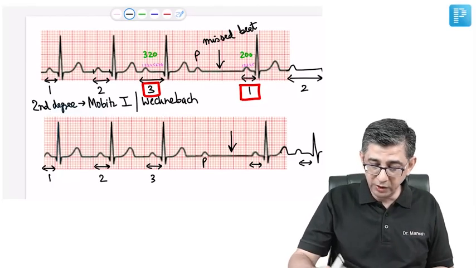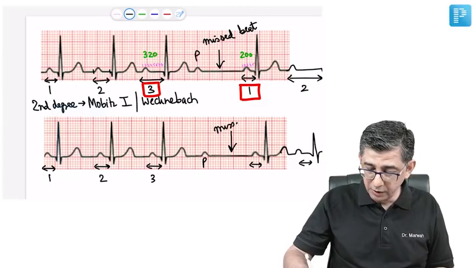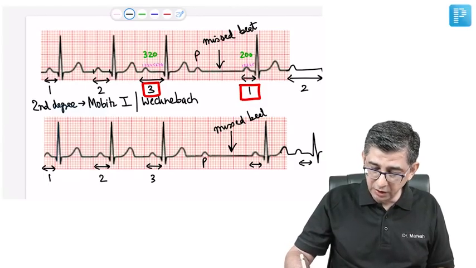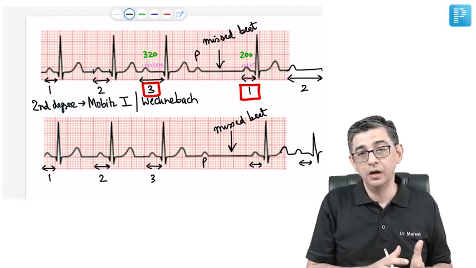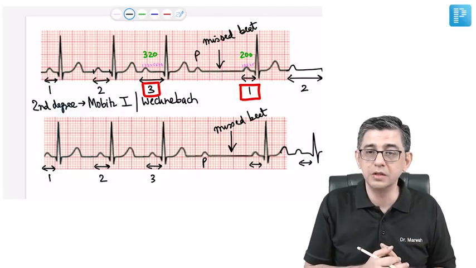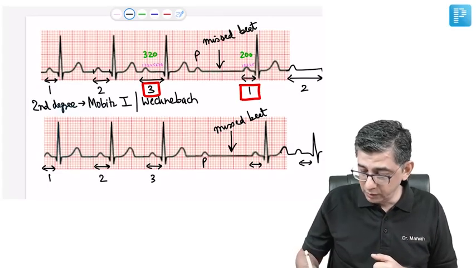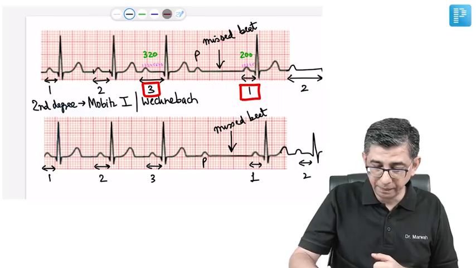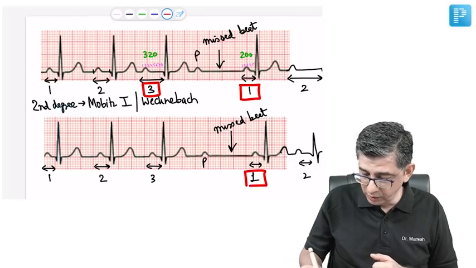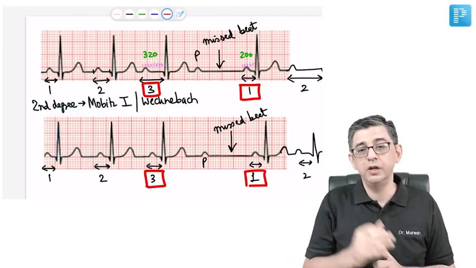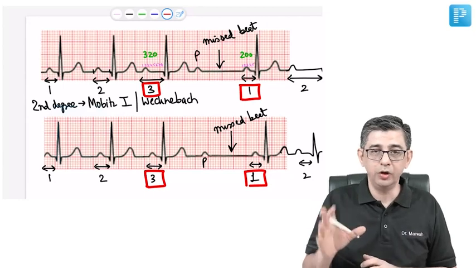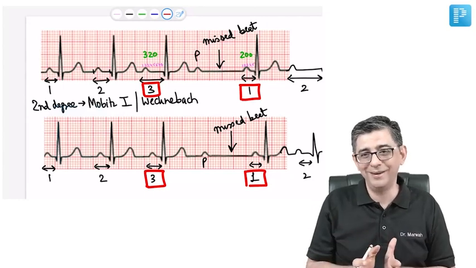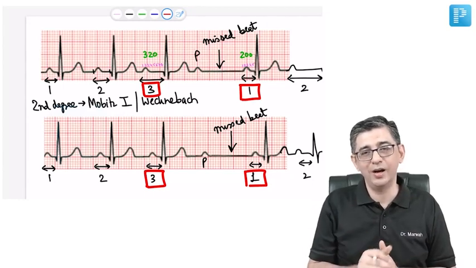What you need to do is once again identify the missed beat. The person might again say, sir, suddenly I feel as if my heart is sinking, and I put my hand on my pulse and the pulse is disappearing. And if you look at the PR interval before and after, they are almost of equal size. I don't want you to compare numbers 1 and 3. I want you to compare the size of the arrows.